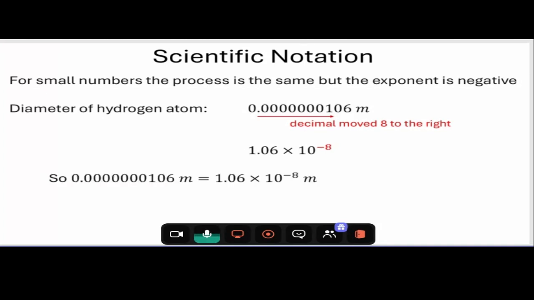So 0.00000000106 is the same as 1.06 times 10 to the negative 8. And again, notice it's not the number of zeros, it's how many spots we move the decimal to make it after the first non-zero digit.